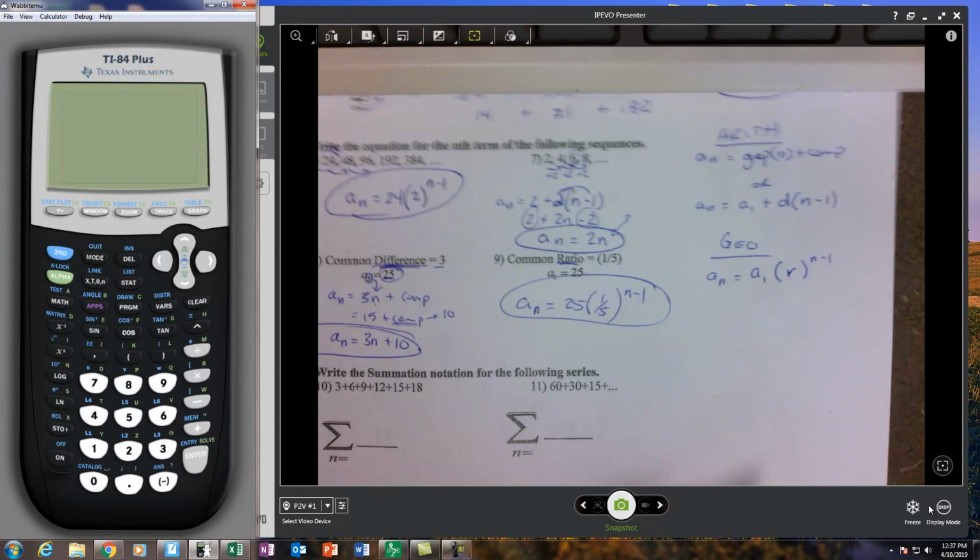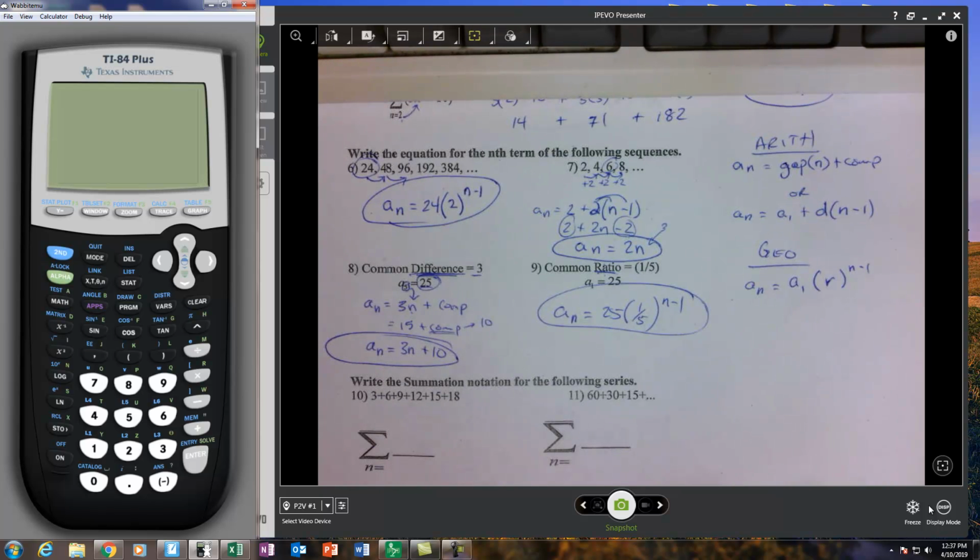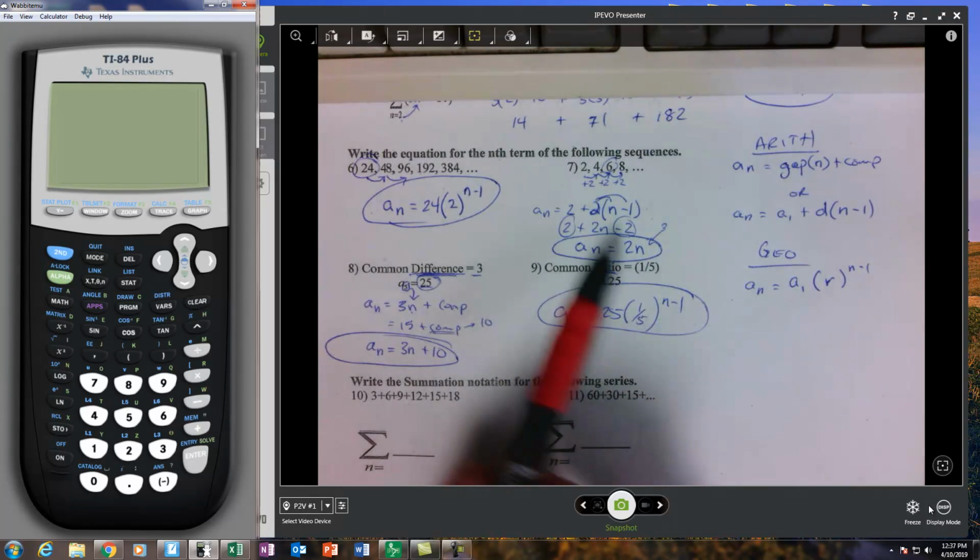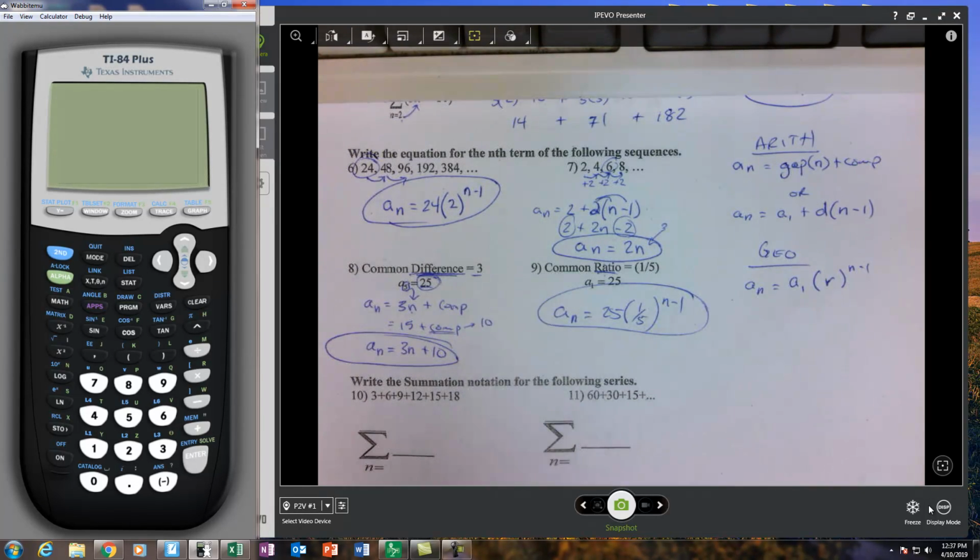Now, when I come to these two down here, we're trying to build the summation. The way we do that is by doing the exact same thing we did on 6 through 9. We need to first build an equation. That's what goes here and here. So if I'm looking at this, this is going up 3 each time, plus 3, plus 3.